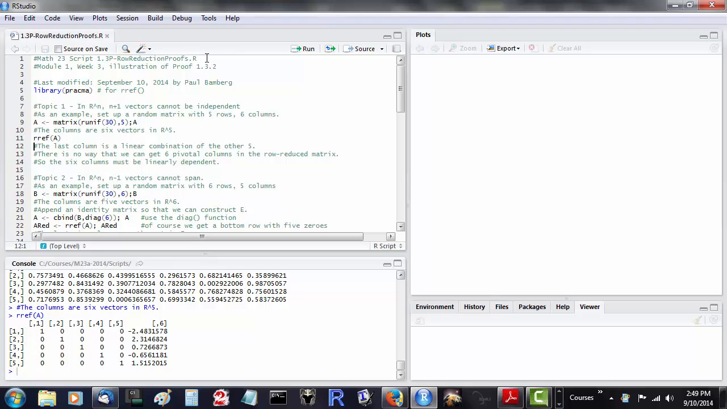It might have been the case that the second column was twice the first column. In that case, the second column, not the 6th column, would have been non-pivotal. But there has to be some non-pivotal column somewhere. That non-pivotal column is a linear combination of the columns to its left, and that shows that this set of 6 vectors cannot possibly be linearly independent.